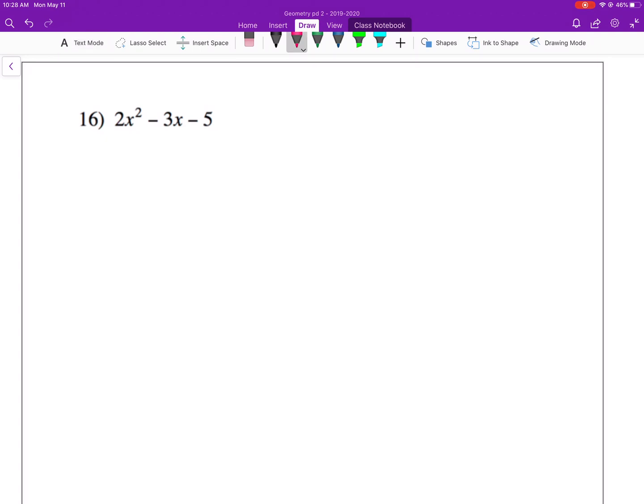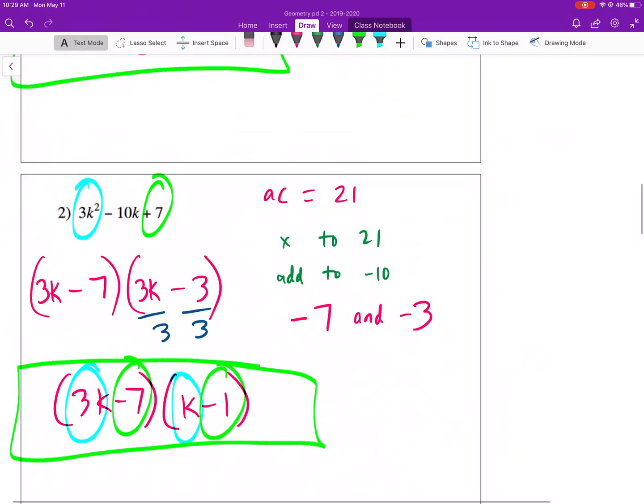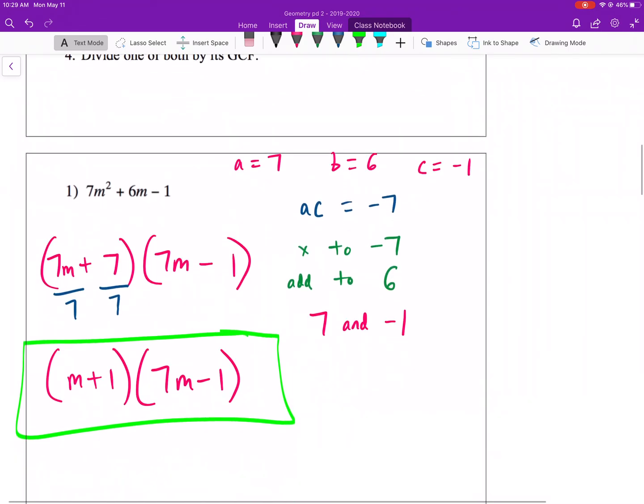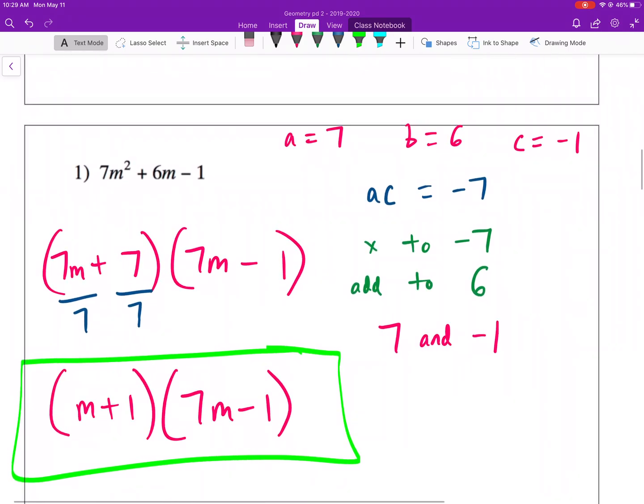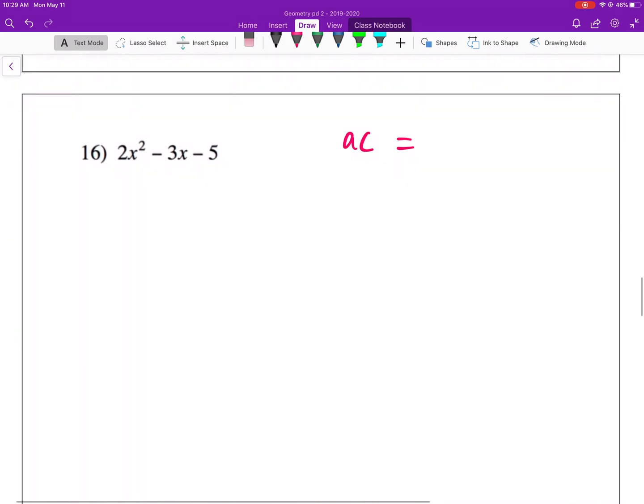Alright, so AC is equal to 2 times -5 now. Alright, has our AC value been negative up to this point? This first one, yes. So 7 times -1. Alright, it's negative again here because it's 2 times -5, not 2 times +5. Be careful. Alright, so 2 times -5 is -10.